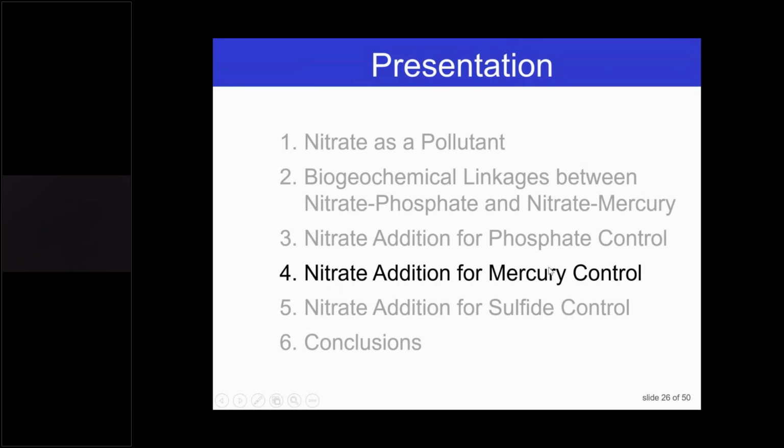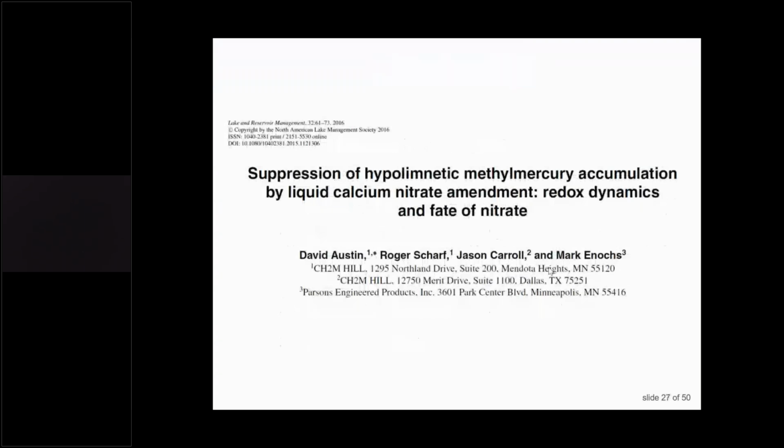Okay, nitrate addition for mercury control. All right, we did talk about this linkage between sulfate reducing bacteria and those bacteria being a critical component of forming this toxic methylmercury that then gets into the food web. So the idea here is if we can suppress the sulfate reducing bacteria, can we actually start seeing lower concentrations of methylmercury in the water? If the methylmercury is lower in the water, presumably it'll be lower in the food web.